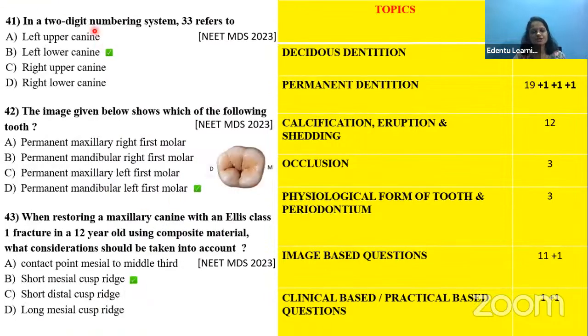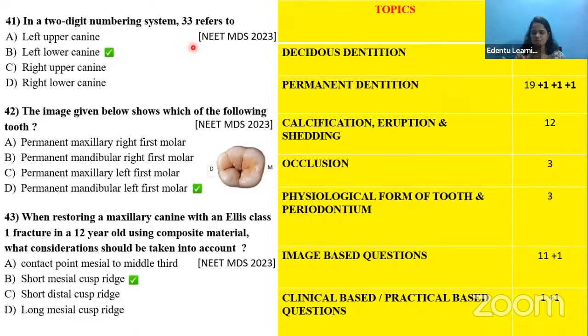Now next is, in a 2-digit numbering system, 3 refers to. Okay, so this is another area where you want to turn your focus. It is the tooth numbering systems. Generally there are 3 tooth numbering systems: the universal, the Zsigmondy or Palmer notation system, and the FDI system. They can either ask a question like this, or they can give an image of the tooth numbering system and ask you to identify it.